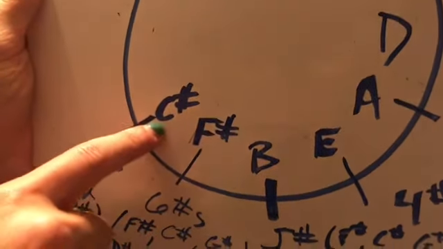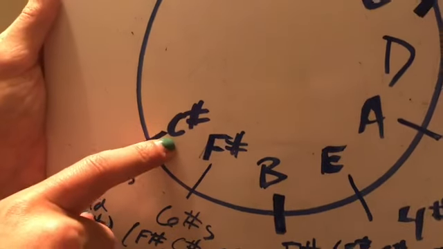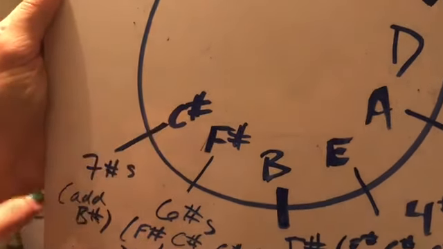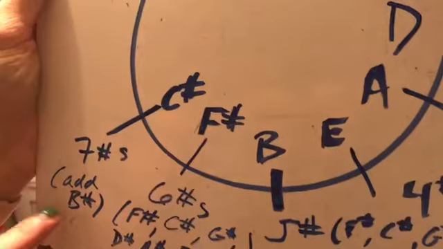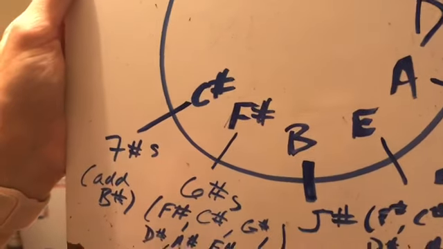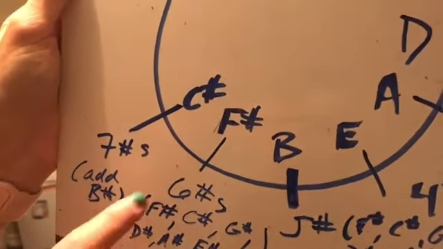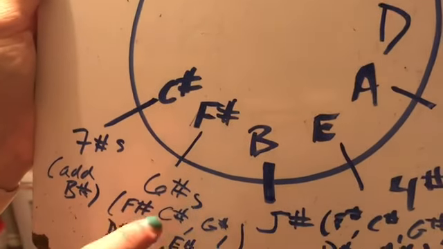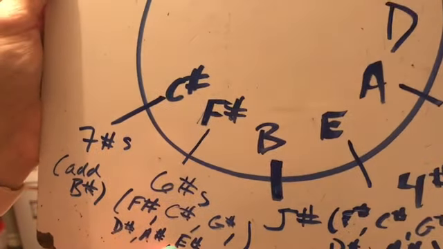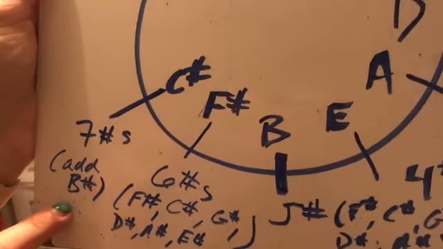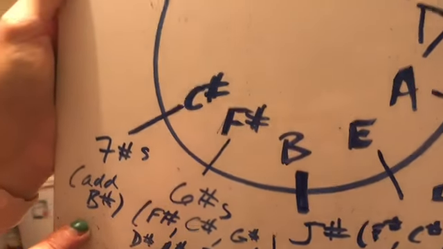From F sharp, your fifth higher is C sharp. And you're going to keep all of these. I'm not going to write them out simply just because I don't have enough room on the board. But you're going to keep all of these: F sharp, C sharp, G sharp, D sharp, A sharp, E sharp, and you're going to add B sharp.